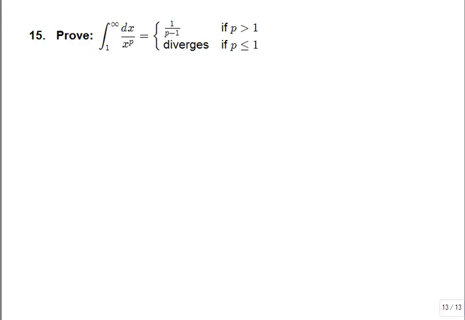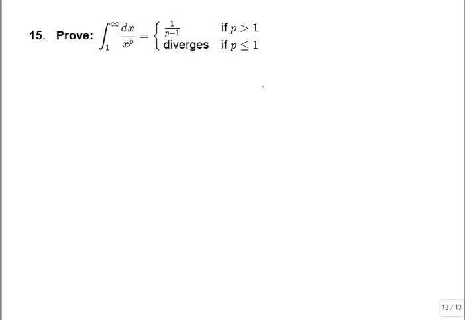All right, for our last example here, we want to do a proof. We want to prove that the integral from 1 to infinity of dx over x to the p either diverges if p is less than or equal to 1, or converges to 1 over p minus 1 if p is greater than 1.